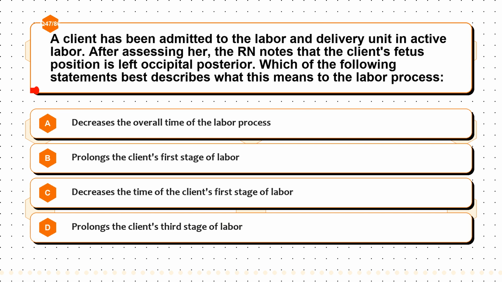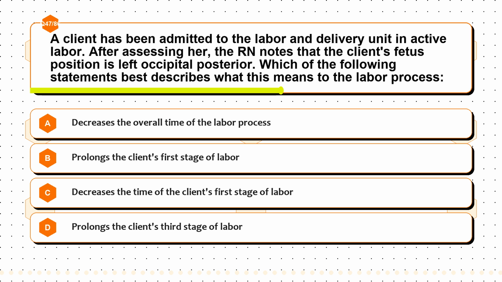Question 47. A client has been admitted to the labor and delivery unit in active labor. After assessing her, the RN notes that the client's fetus position is left occipital posterior. Which of the following statements best describes what this means to the labor process? Here are the options.